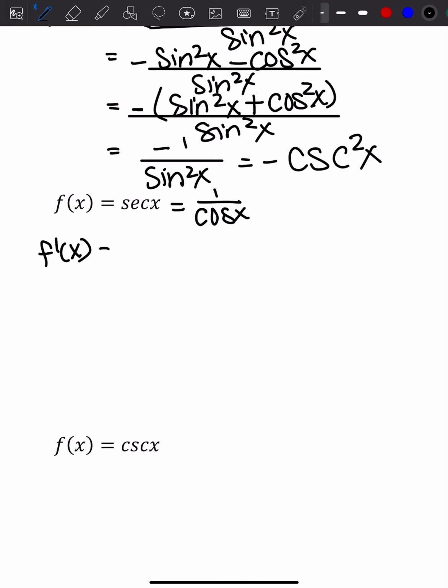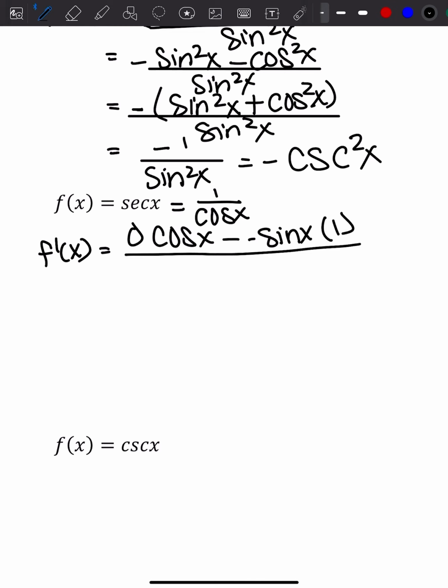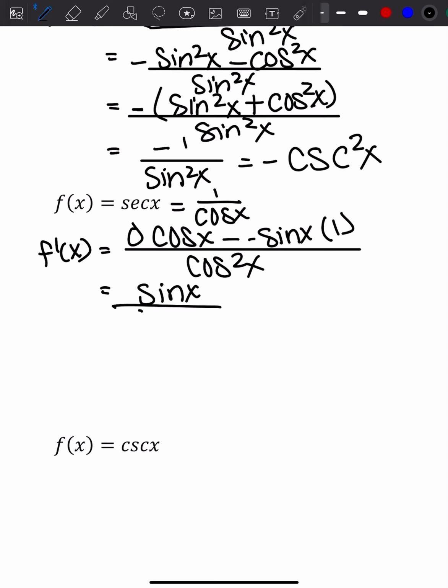If I take the derivative of the top, that's 0, times cosine, minus the derivative of cosine, which is negative sine, times 1, divided by cosine squared. Well, 0 times cosine goes away. We have minus a negative, so that turns into a positive, and sine of x times 1, so sine divided by cosine squared.